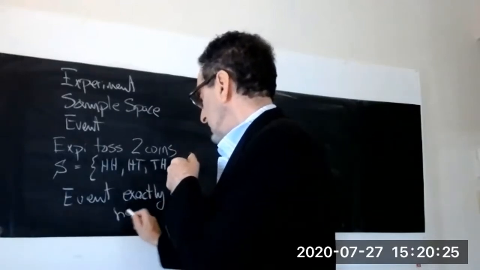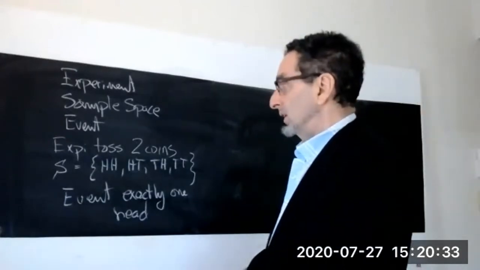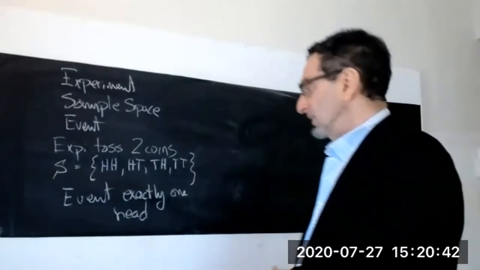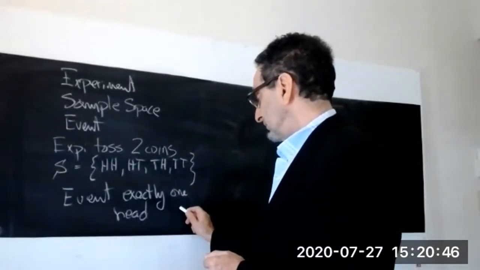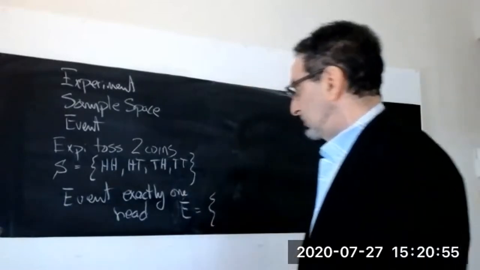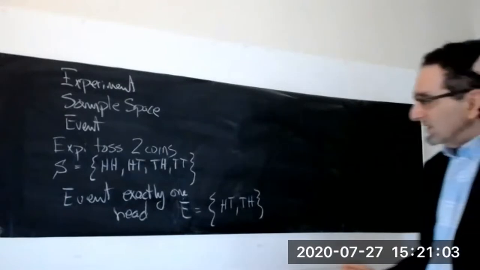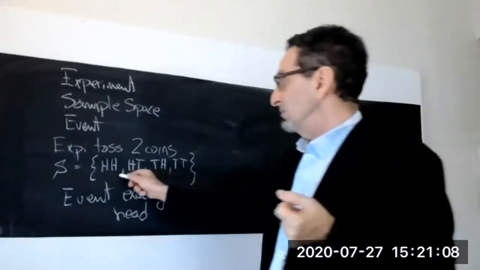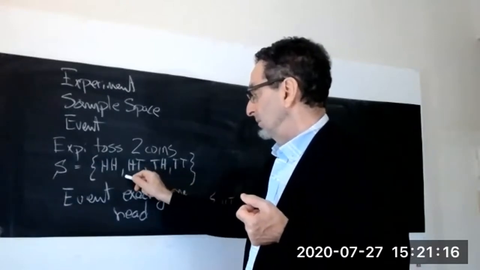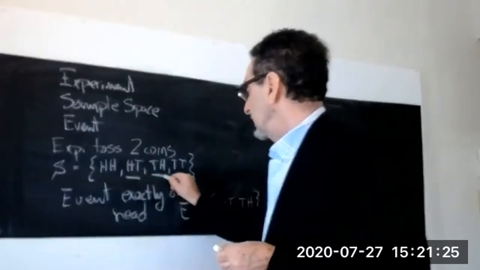Remember, we had other events in other experiments. For example, the event that it would rain, or the event of getting an even number when we rolled a die. Here, I'm talking about the event of exactly one head. So what is that event? Let's call it E. So E would be HT and TH. That's the way we would express the event of getting exactly one head, because these are the set of possible outcomes that we could get, and two of them result in getting exactly one head. So these two give us exactly this event.